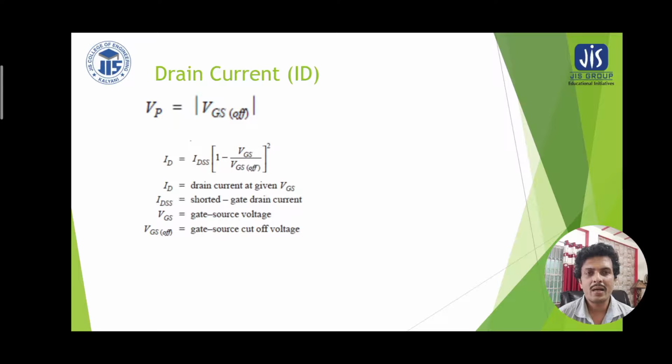Now, IDSS stands for the drain to source saturation current when the gate to source voltage is equal to 0. That means in this equation of drain current, if we put VGS equal to 0, then ID will be equal to IDSS. Therefore, drain to source saturation current is only a specific drain current, which is obviously a saturation current, but only at gate to source voltage equal to 0.